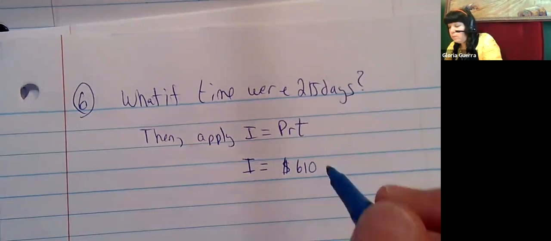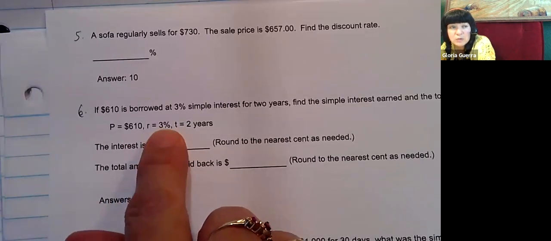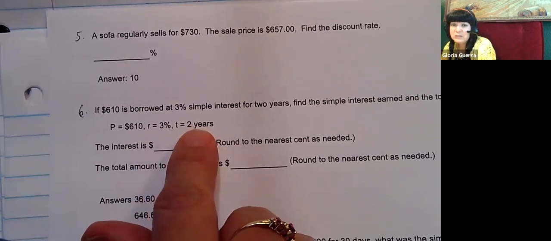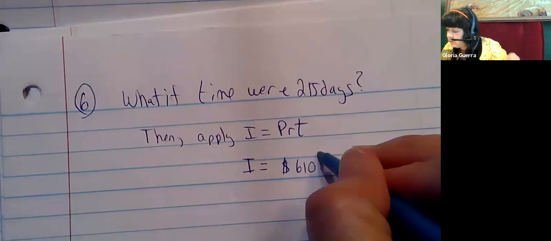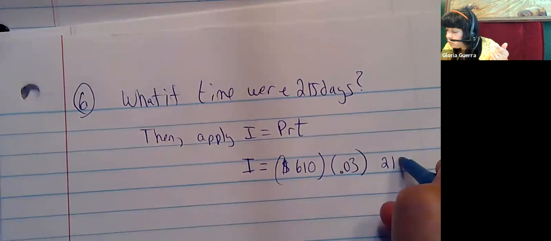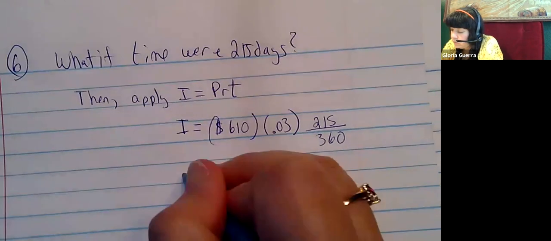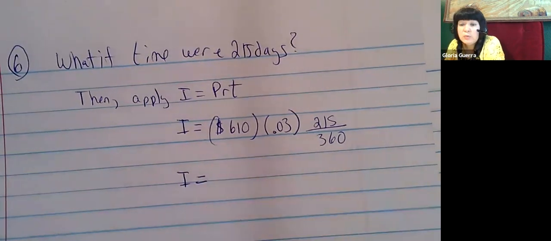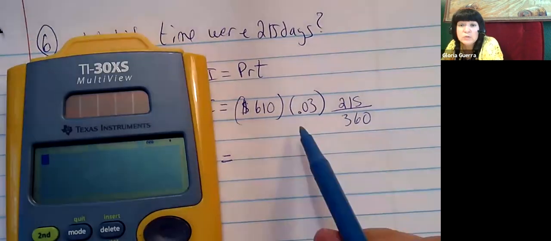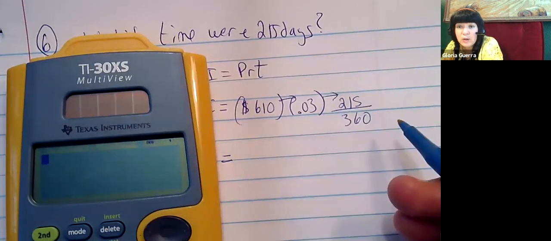So let's assume that we're using 610, and let's assume the rate is still 0.03 for 3%. But let's say they change the time from years to days. So then you'd have 610 times 0.03, and let's say the days were 250 over 360. Okay. So I just want to show you how you would calculate that. To calculate that, I would just multiply straight across. That's how we multiply fractions straight across.